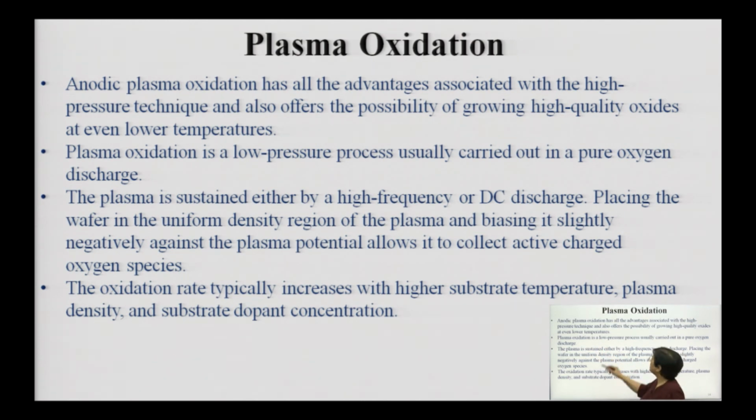Now, what is being done? In this case, you will have a low pressure process, usually carried out with a discharge of oxygen. The plasma is sustained either by high frequency or DC discharge, and the wafer is placed in the uniform density region of the plasma. So, we create the plasma, place the wafer where there is uniform density, and these oxygen charged species will penetrate into the oxide layer and form silicon dioxide. This rate is typically higher if the surface temperature is slightly higher. The plasma density and substrate dopant concentrations also play an important role in plasma oxidation.